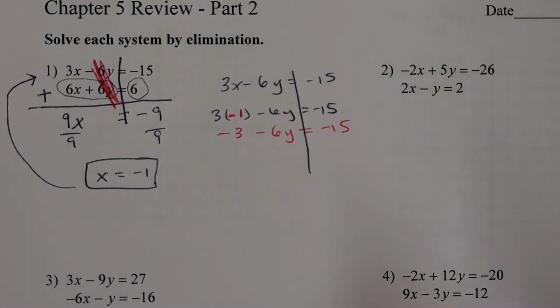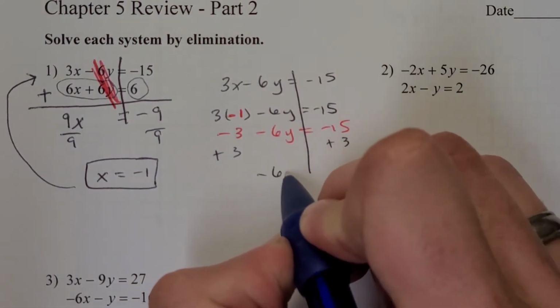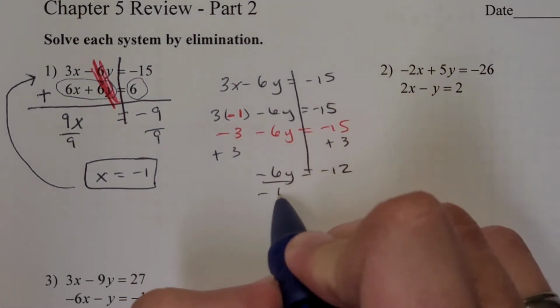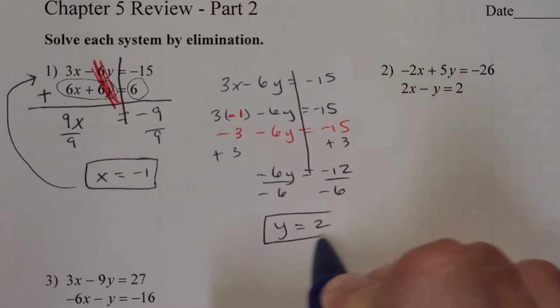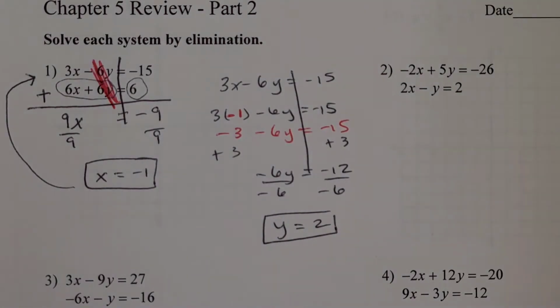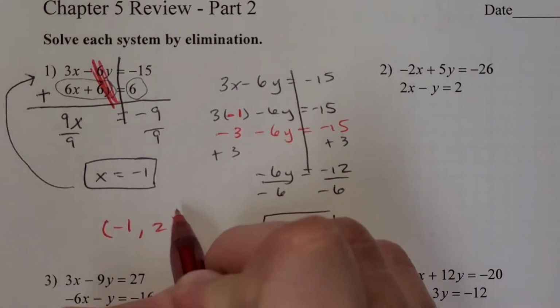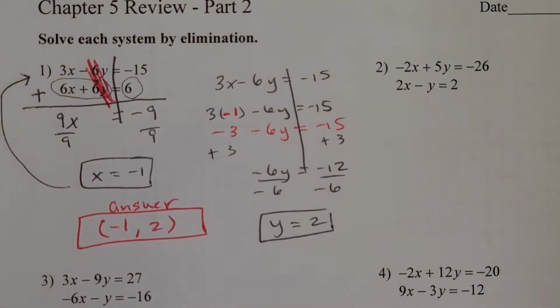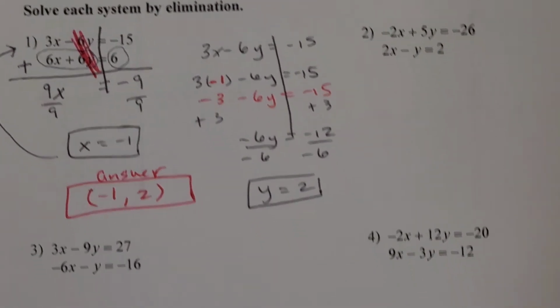That is now a two-step equation. Add 3 to both sides, you get negative 6y equals negative 12. And when I divide by negative 6, I get y equals a positive 2. Don't forget, take these two pieces, x equals negative 1, y equals positive 2. Go back and write them as a point, and that is your answer. So that's solving by elimination. All right, let's keep going.